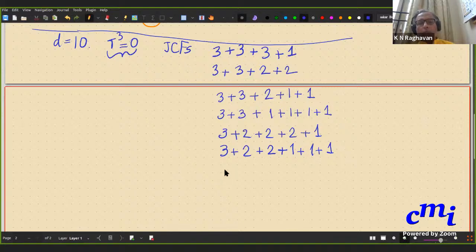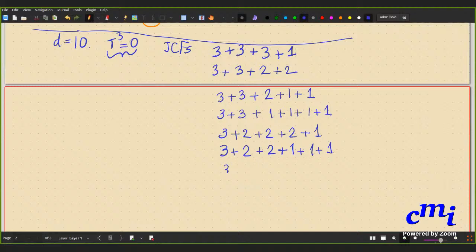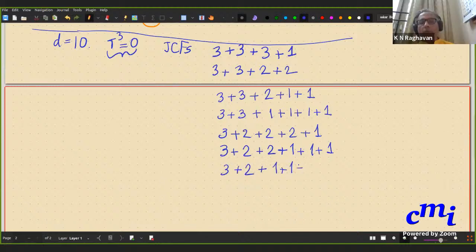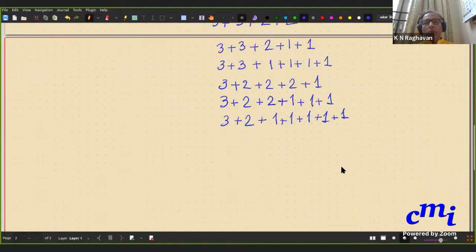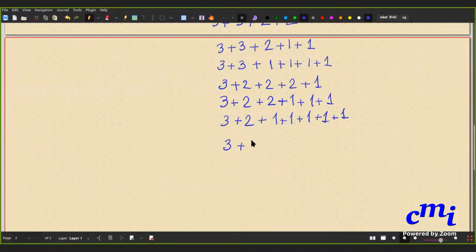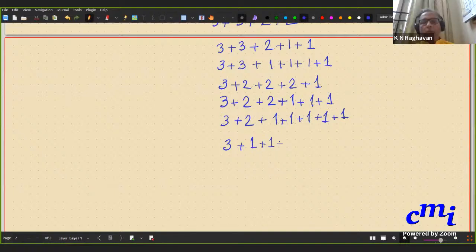And then next one will be, I'm going in with some logic. What should be the next one? 3 plus 2, 1 plus 1 plus 1. 1 plus 1 plus 1, 5 times. Okay. And then 3 plus, all integer, so 1 plus 1 plus 1, 7 times.